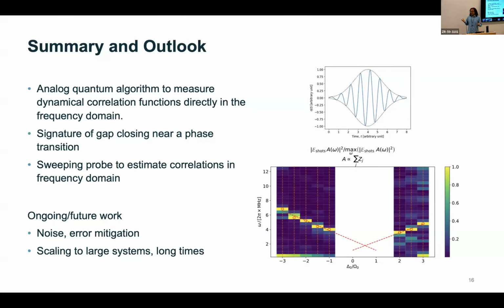Finally, I showed you everything for a 3x3. So I had the training wheels. The question that we have now is, does this work with large systems, or does noise destroy everything? Does it work for longer times? Those are open questions, and we are trying to work on those.